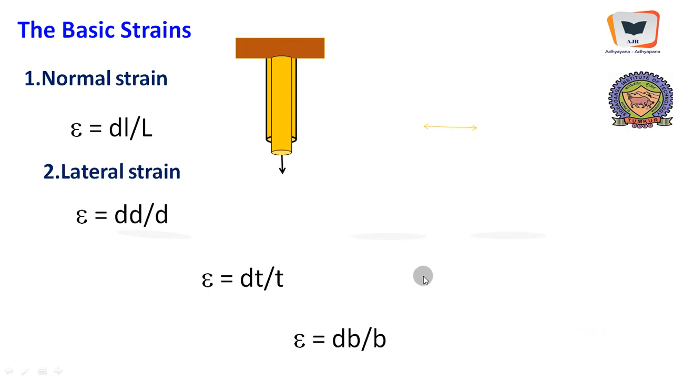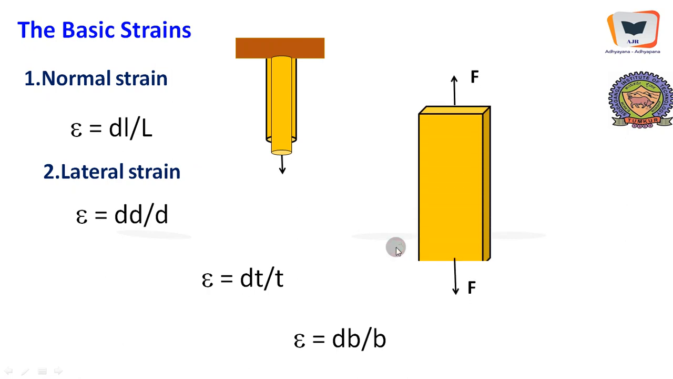Lateral strains occur for the lateral dimensions of the specimen or the component, and the longitudinal strain or normal strain occurs along the length. Length leads to longitudinal.